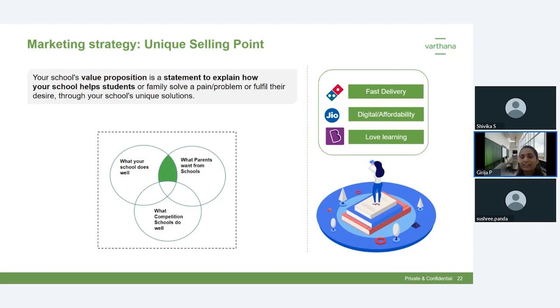So for example, parents are facing this issue of transportation. They don't have time. They cannot go and drop students and pick them up on time. But you have transportation, you have buses and other transportation services. So your unique selling point can be: we are providing door pick-up and drop service to the students. Parents don't have to worry about transportation anymore. So this is the way you can identify your unique selling point.